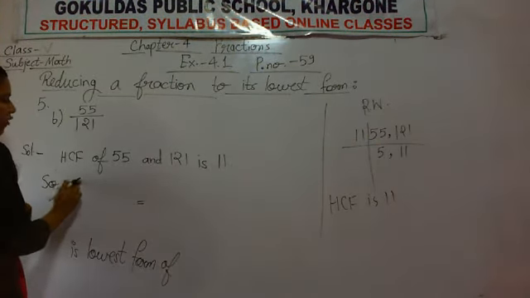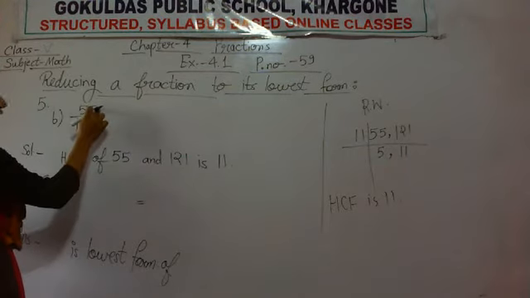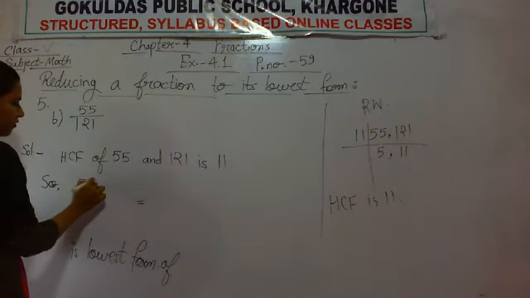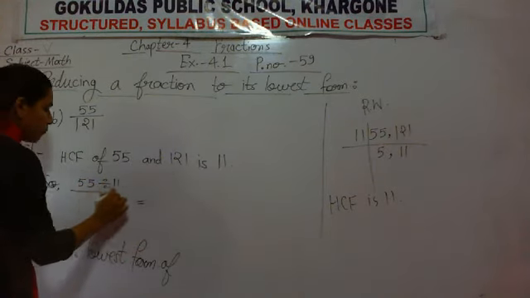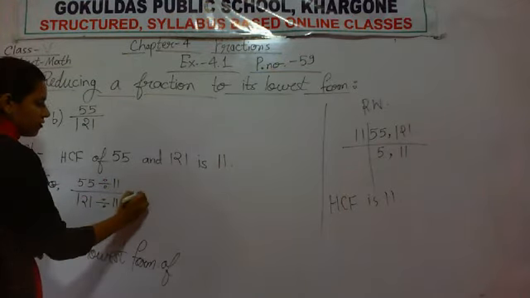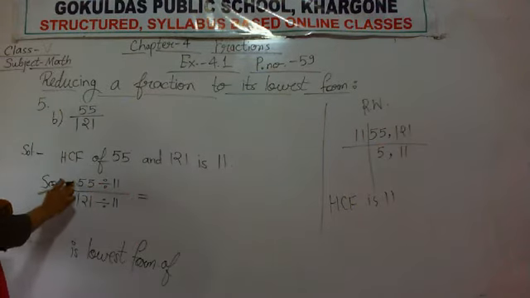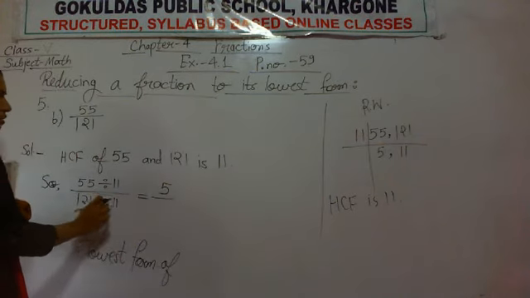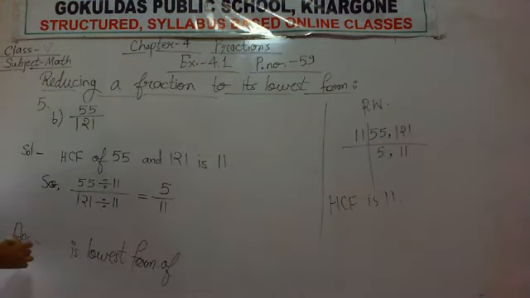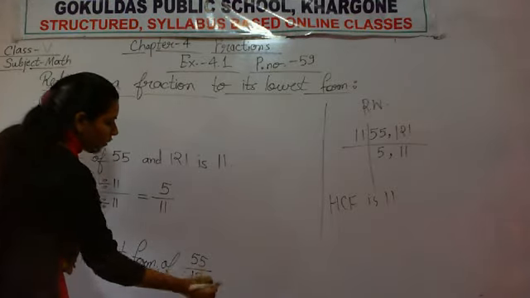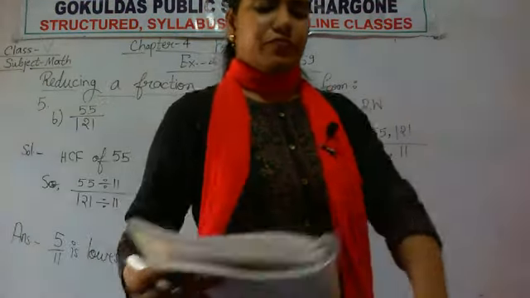Now what is the next step? We will divide numerator by 11 and denominator by 11. So 55 divided by 11 upon 121 divided by 11 equals, when we divide 55 by 11 our result is 5 upon, when we divide 121 by 11 our result is 11. So 5 upon 11 is the lowest form of 55 upon 121.